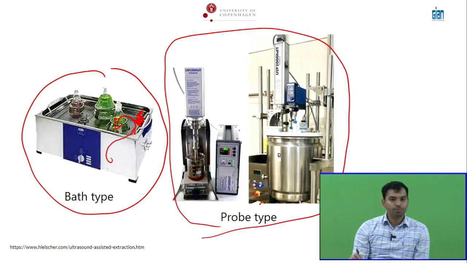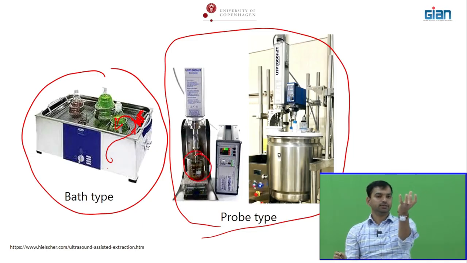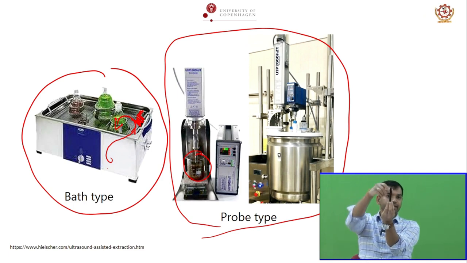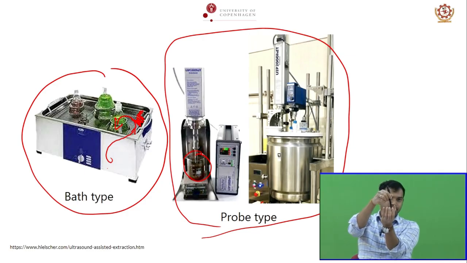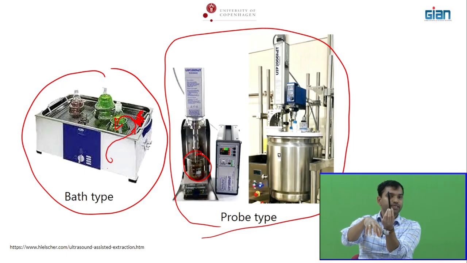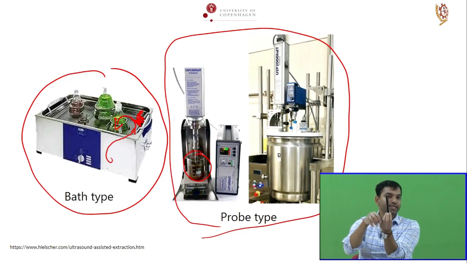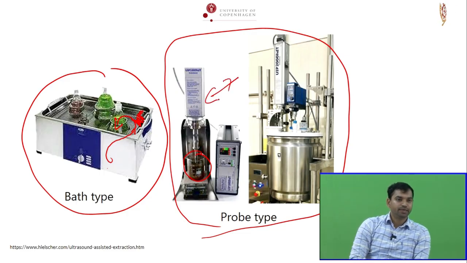But in the case of the probe type, they take the solution, the matrix, the solvent and the solute, and insert the probe directly inside the sample matrix. Then the probe, the transducer, gives the sound waves and they directly interact with the solute and the solvent present in the sample. So it is more powerful and more efficient. If you really want to do extraction studies, we recommend that you go for the probe type.